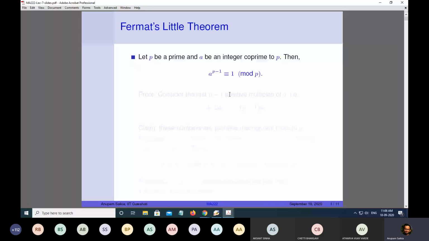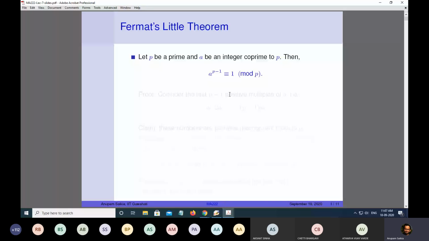It is to do with congruences. And what does it say? Let's take p to be any prime number and a to be an integer co-prime to p. In other words, suppose a is not divisible by p. Then a to the power p minus 1 is congruent to 1 mod p. Okay, that's all it says.